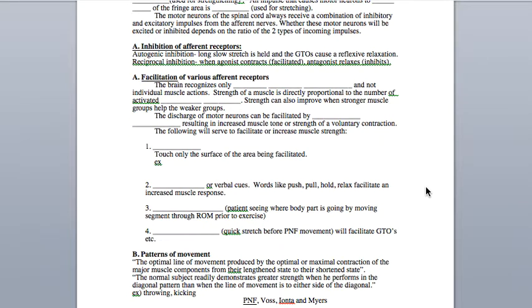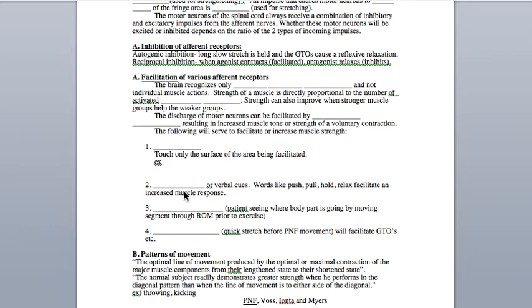The following will serve to facilitate or increase muscle strength when we're using PNF. So these are 4 things that we want to incorporate as we do PNF. Number 1, tactile input. So we're going to have hands on the arm or the leg or the foot to help increase or facilitate movement. And we want to touch the areas that we're trying to get movement. So if we want more dorsiflexion and inversion, we're going to put our hand on the inside top of the foot to facilitate movement towards there. So if we want more input out of the hamstrings, then we'll put our hand on the hamstrings.